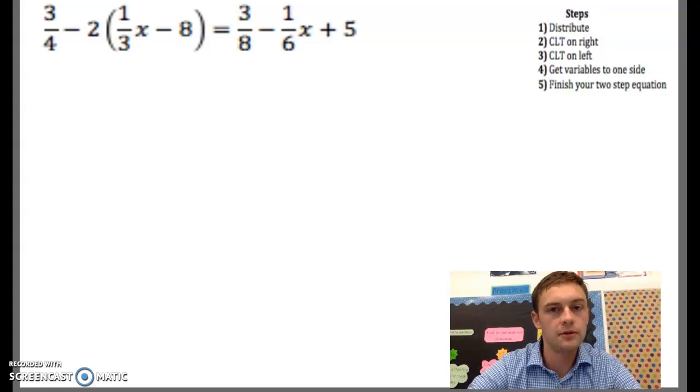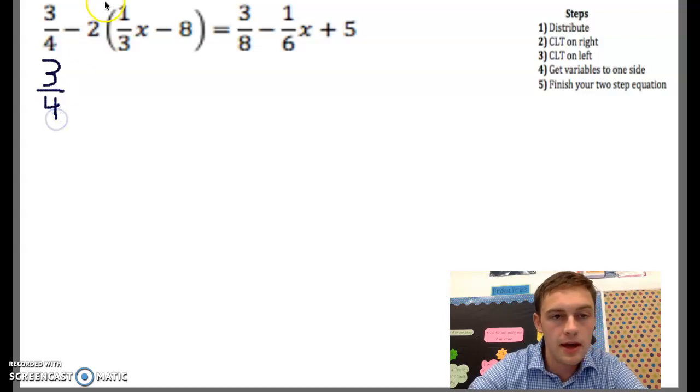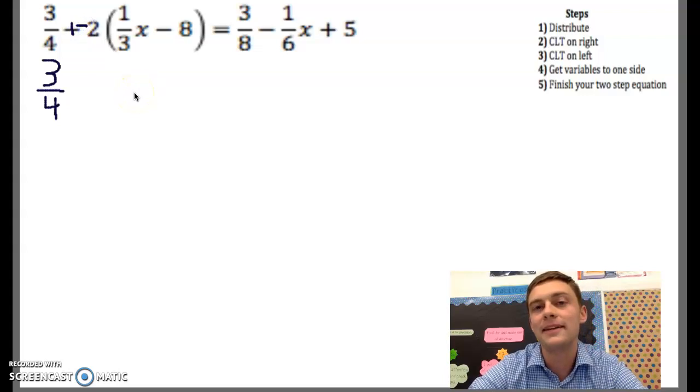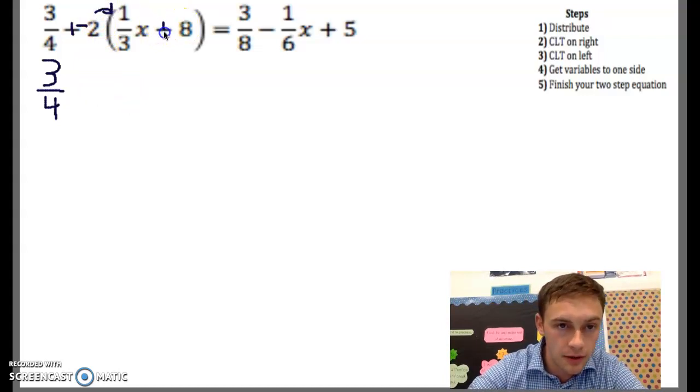So let's get started with this equation here. So we have this equation, and here are our steps. And like I said before, just because we have fractions, we're not going to treat it any differently. So let's go ahead and distribute here. So we can just bring down 3/4. And I'm also going to change this to a plus and negative 2, because that is going to help limit these negative errors that we were making.